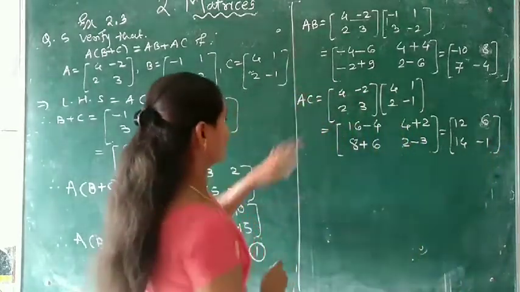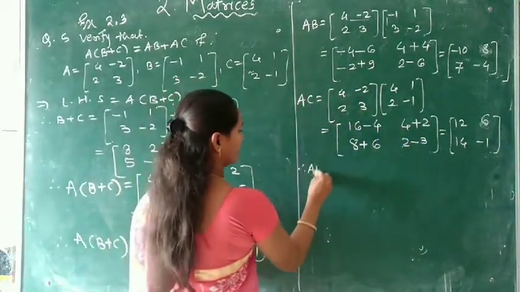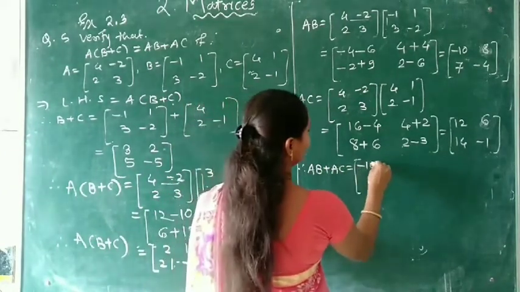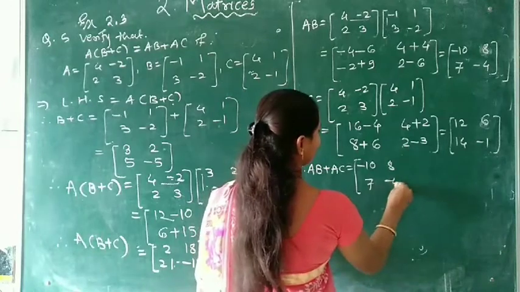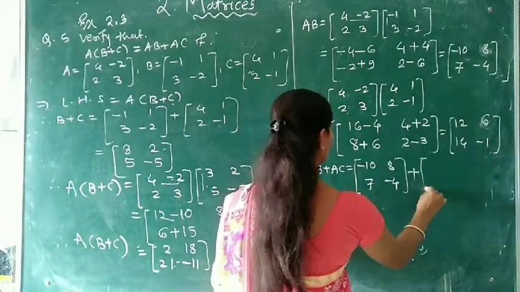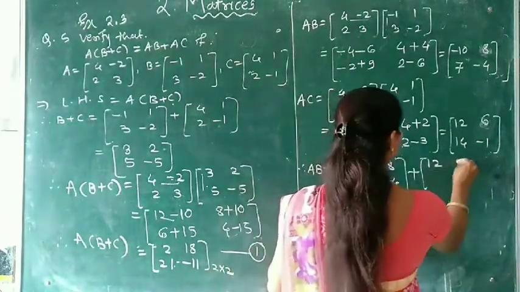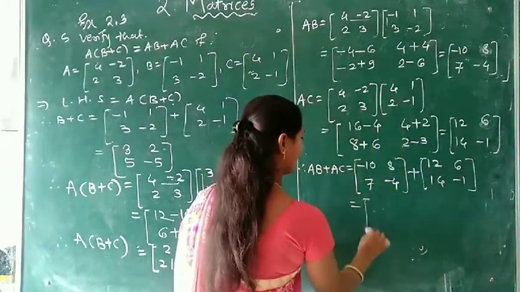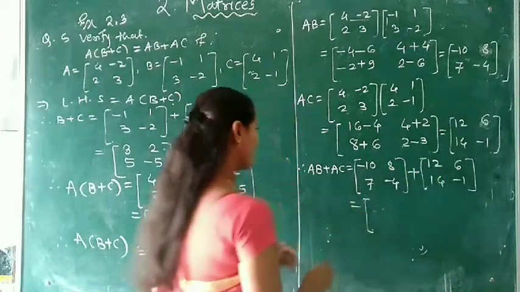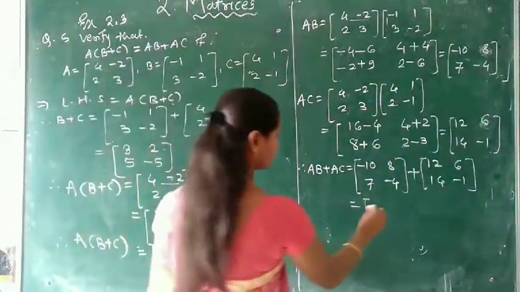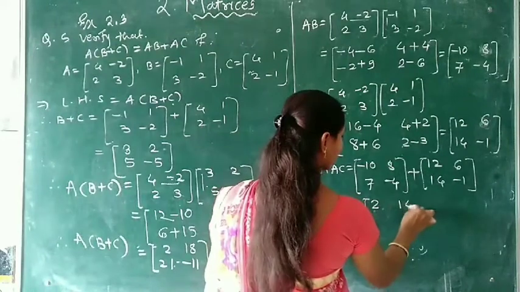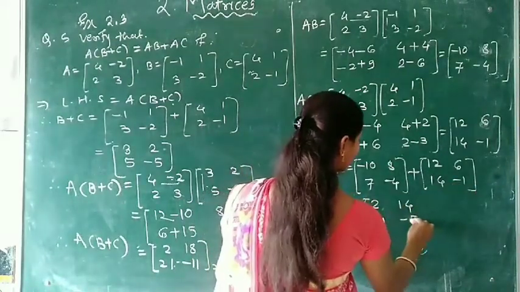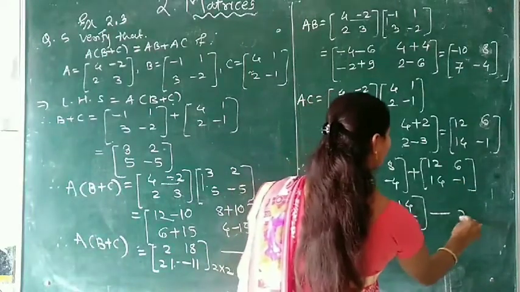Now to take the addition. Therefore, AB plus AC. AB is [-10 8; 7 -4] plus AC is [12 6; 14 -1]. Now adding corresponding elements. Minus 10 plus 12, that is 2. 8 plus 6, 14. 14 plus 7, 21. Minus 1 minus 4, that is minus 5.